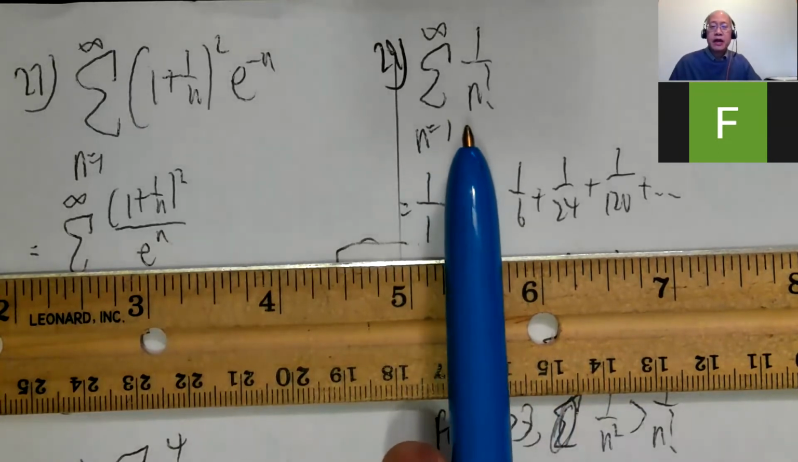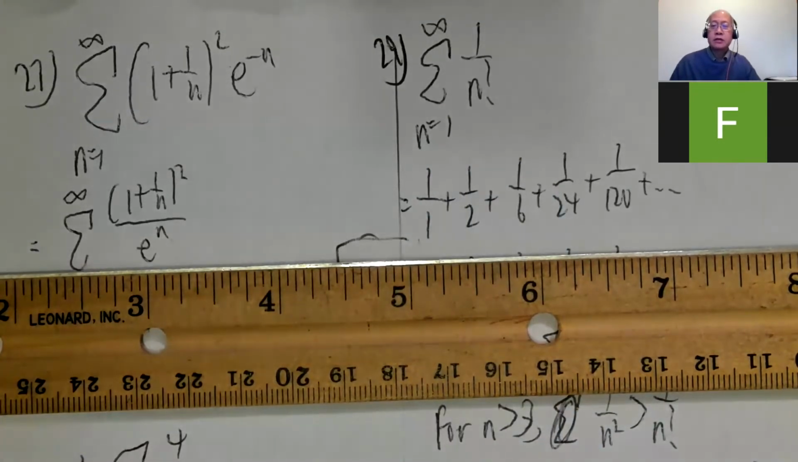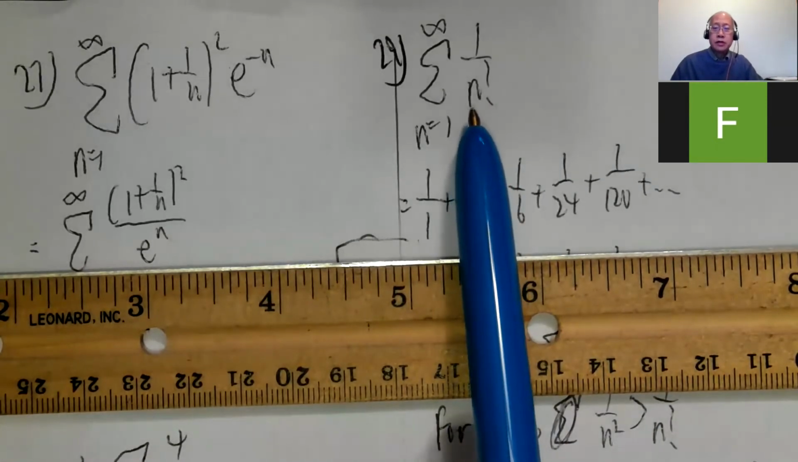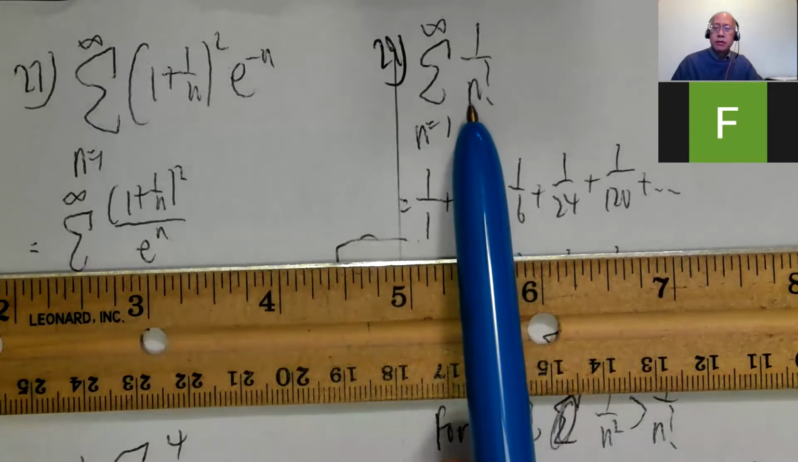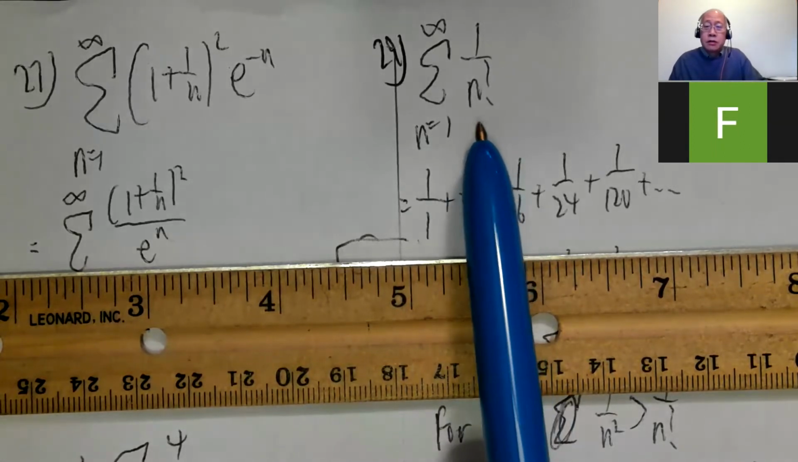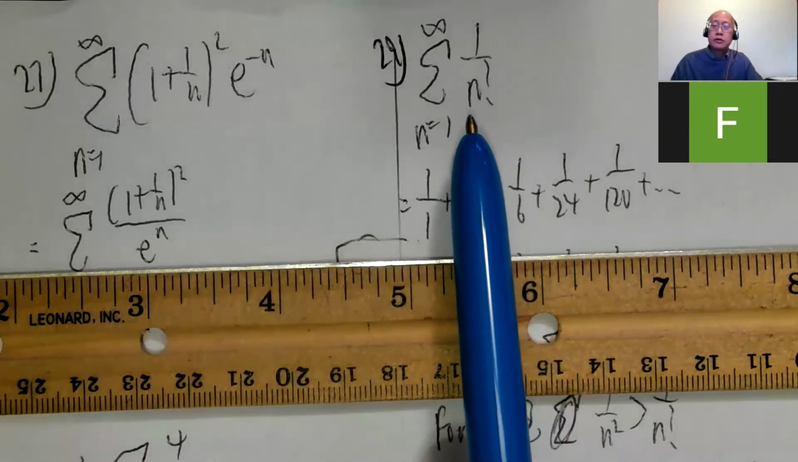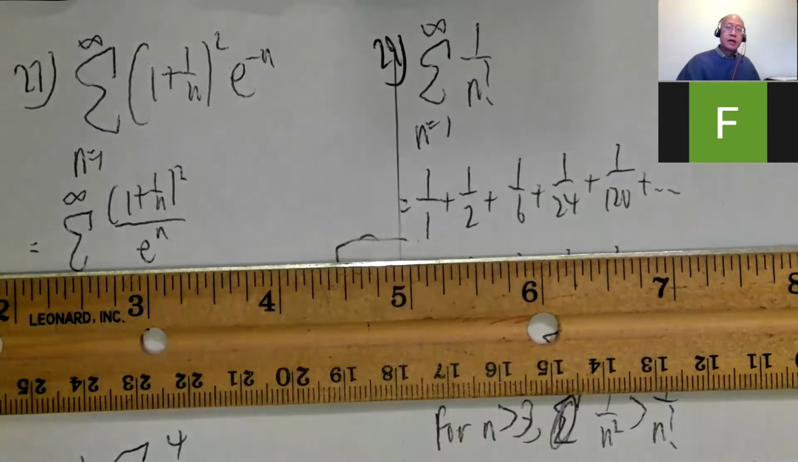And let's think of the tests that we have. Can I do the integral test? Can I do the integral test on this? Do we know how to integrate factorials? Do you remember in Calc 1 ever integrating factorials? No, you didn't, for a very good reason. The factorials are only defined on whole numbers, 0, 1, 2, 3. There's no such thing as 1.5 factorial.